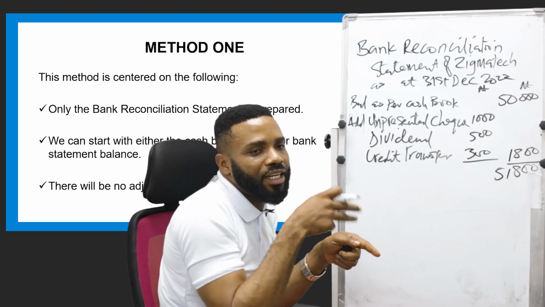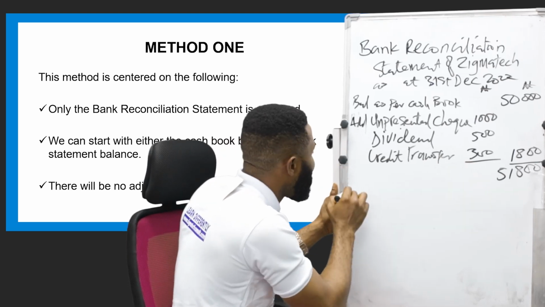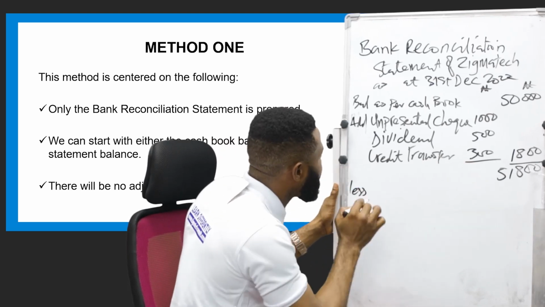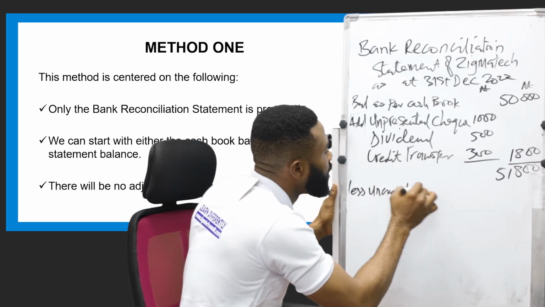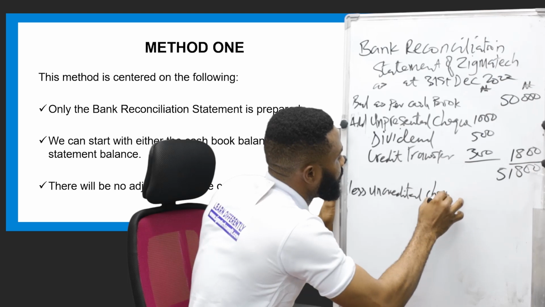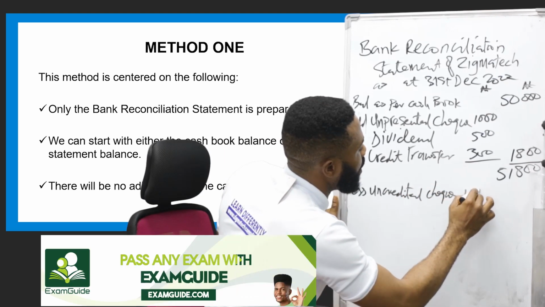Now, having arrived at this, we are now going to subtract transactions that have entered into the cash book but have not entered into the bank account. You are going to subtract them. You are going to say less. That transaction is what we call uncredited check. Let's assume that this check is 10,000.